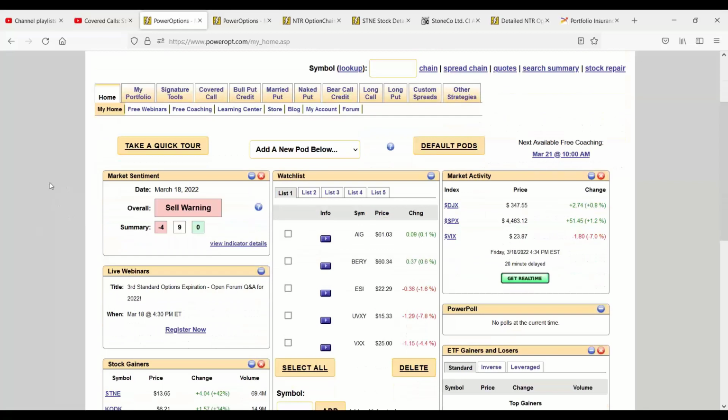So it's 5:23 p.m. Eastern Time. I think it updated earlier when we started the presentation, but on March 18th we did update the market sentiment tool.